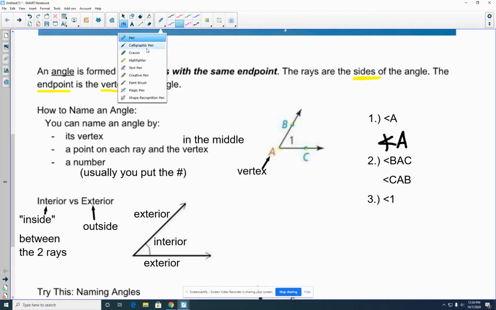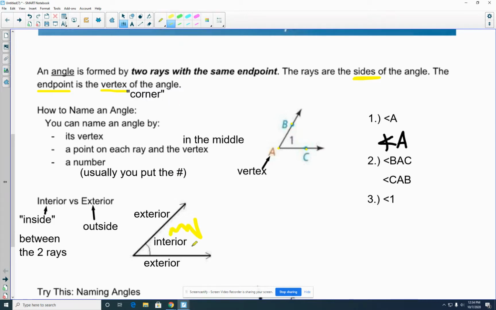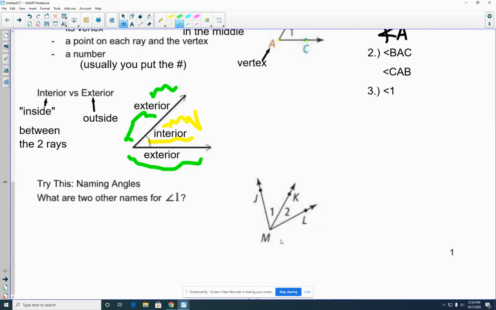So really, all of this would be the interior, and then all of this is all the exterior in green, right? It's all outside. Okay, so let's try one.